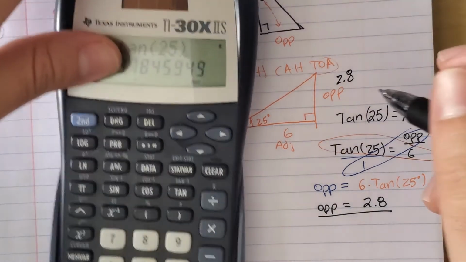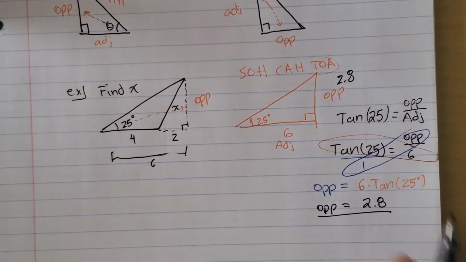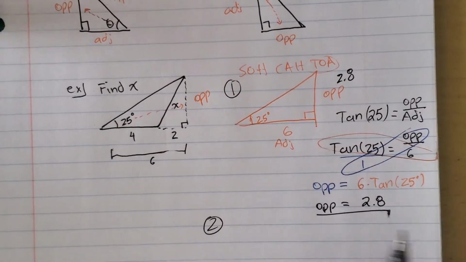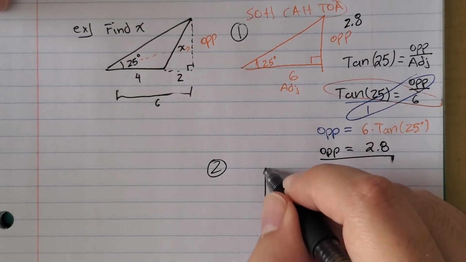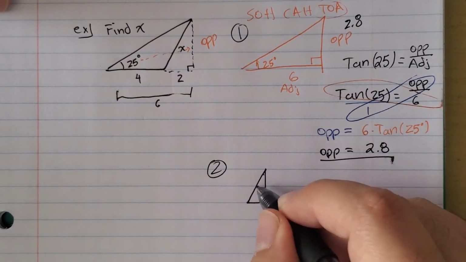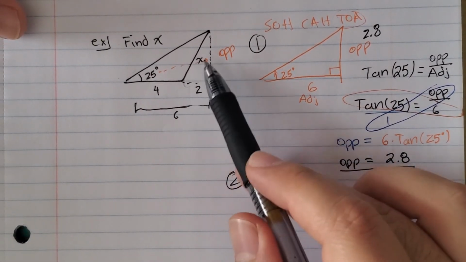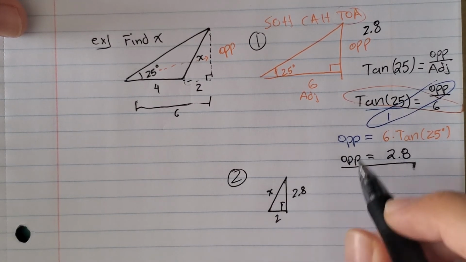Now keep in mind, we're not done. We're looking for x, which is over here. So now let me draw this like my first step. Let me draw my second step. So now I'm going to use this right triangle. So this was x, this is right, and this is 2. So this is like focusing on the dotted triangle over here. And now I'm going to use this side, 2.8, to find x.